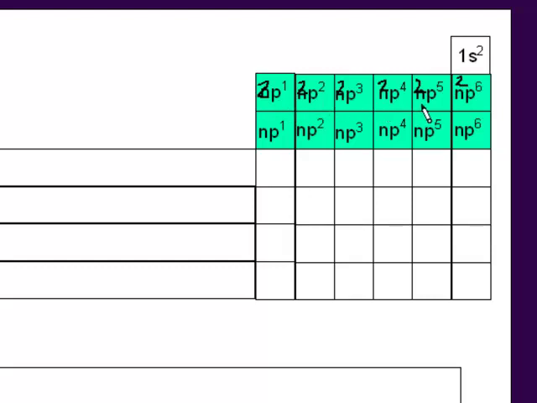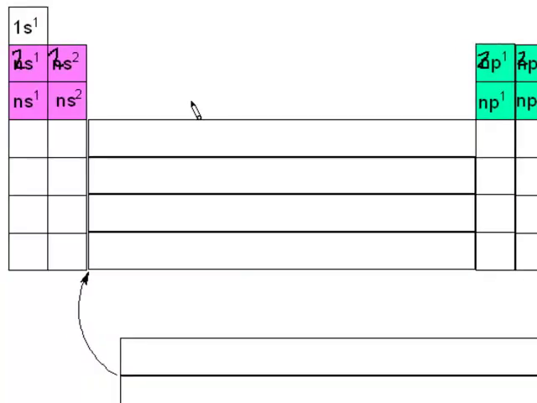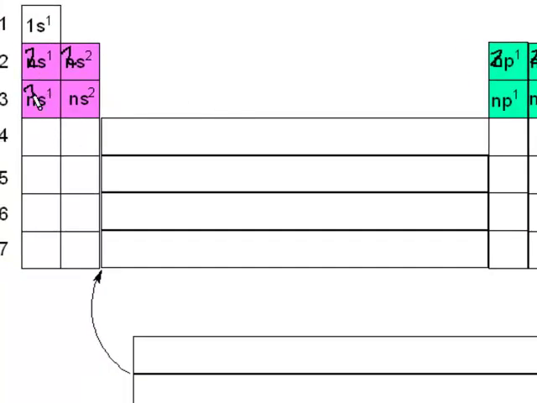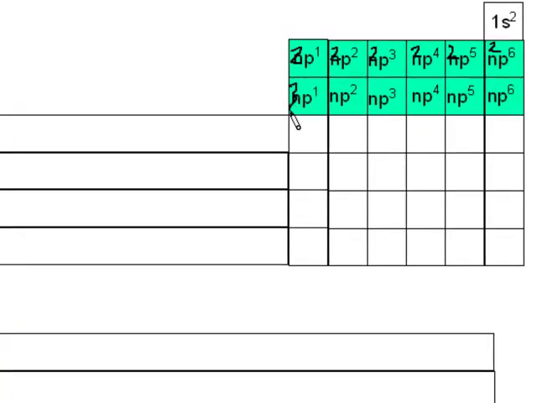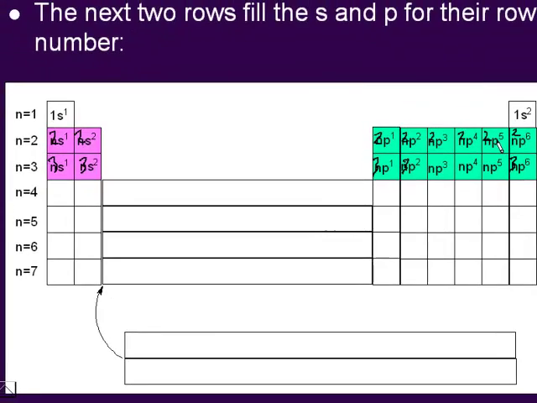to neon. And in the third row, that repeats: 3s1, 3s2, and then over to 3p1, 3p2, and so on, all the way up to 3p6. So whatever column we end in, that dictates what's going to be the ending of the electron configuration notation, and it's going to be n equal to the row number.